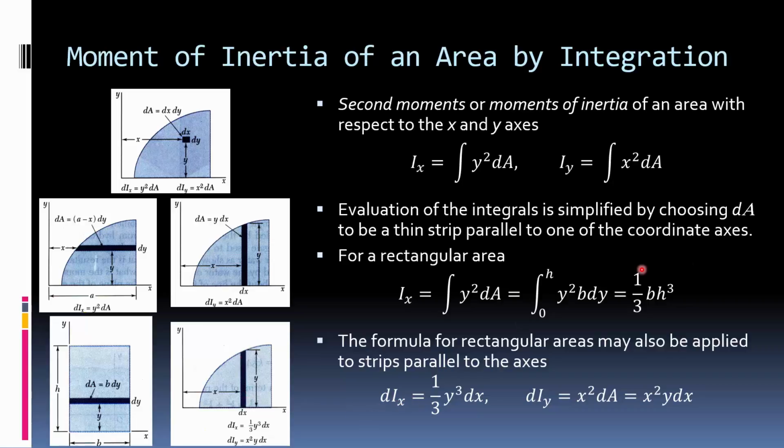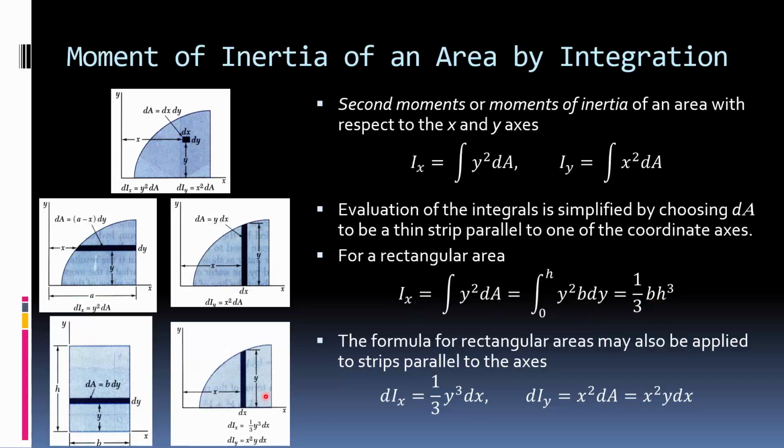We're going to say, hey, we learned something about rectangular areas. So this is a rectangular area, right? Well, what does this look like? If you look at it, and if this dx is really small, this is just a rectangular area. And what do we know about rectangular areas? We know that the Ix is 1/3 base times height cubed.